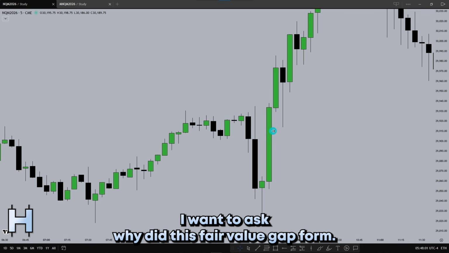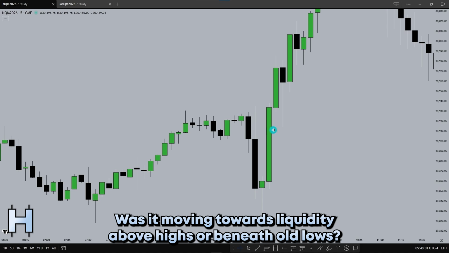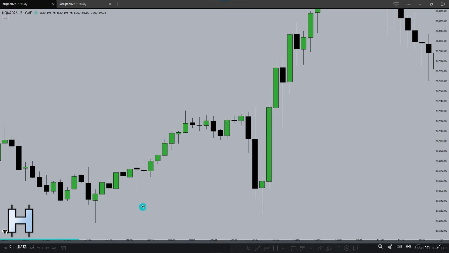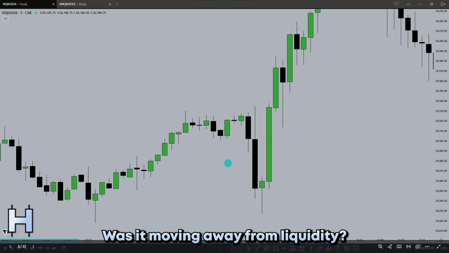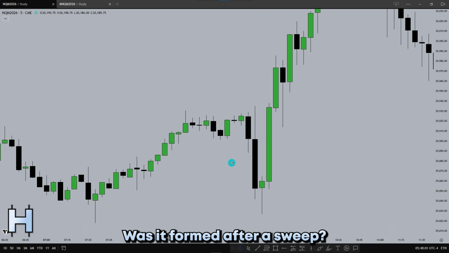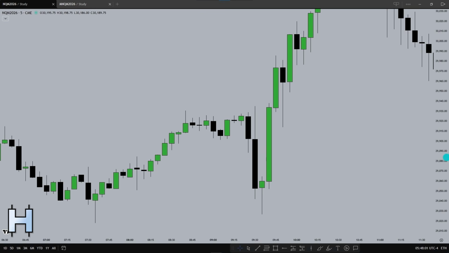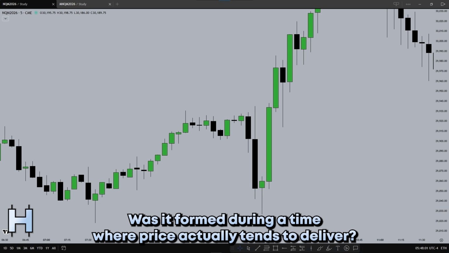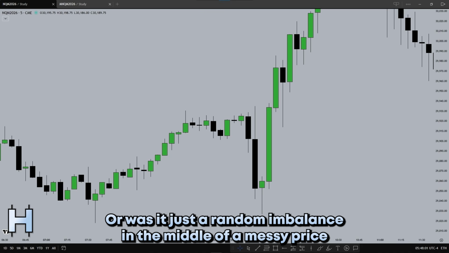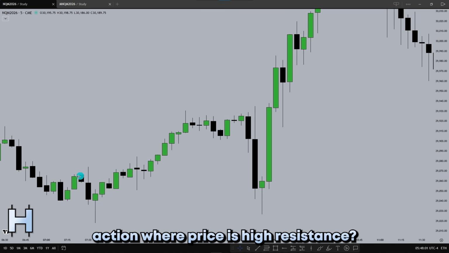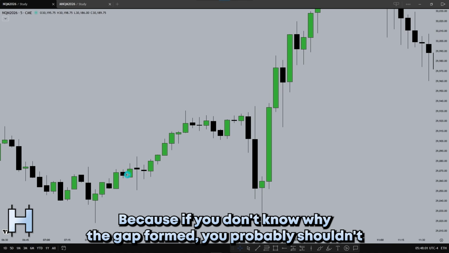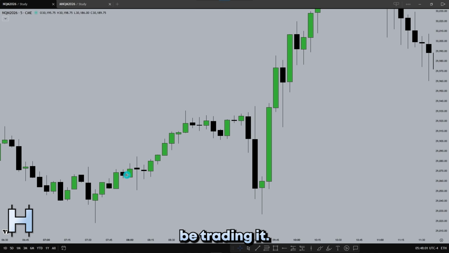So before I ask, can I enter from this fair value gap? I want to ask, why did this fair value gap form? Was it moving towards liquidity, above highs or beneath old lows? Was it moving away from liquidity? Was it formed after a sweep? Was it formed from a higher time frame context area? Was it formed during a time where price actually tends to deliver? Or was it just a random imbalance in the middle of messy price action where price is in high resistance? Because if you don't know why the gap formed, you probably shouldn't be trading it.